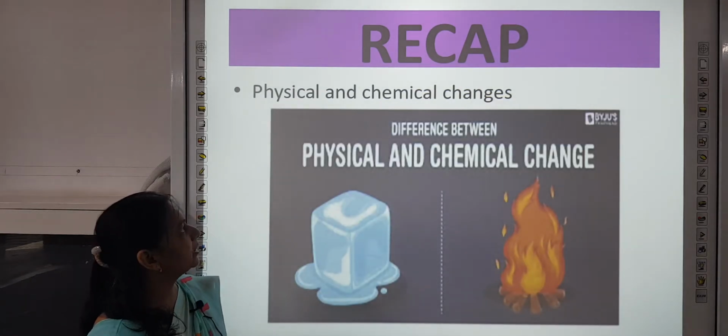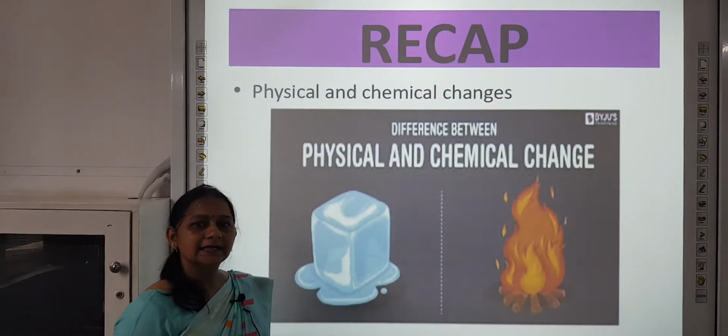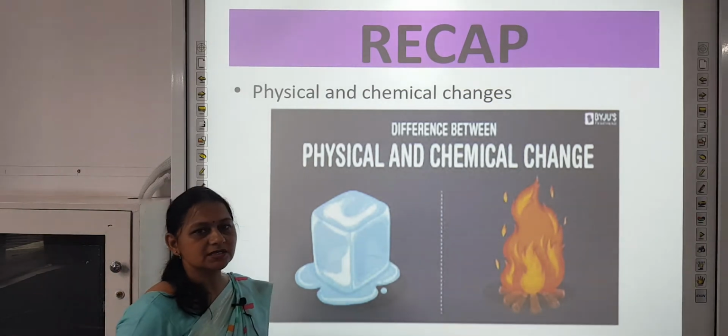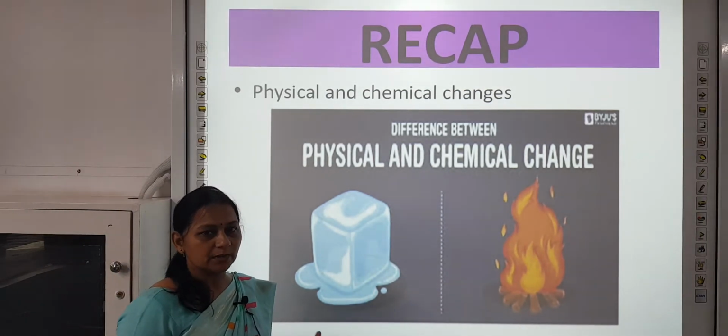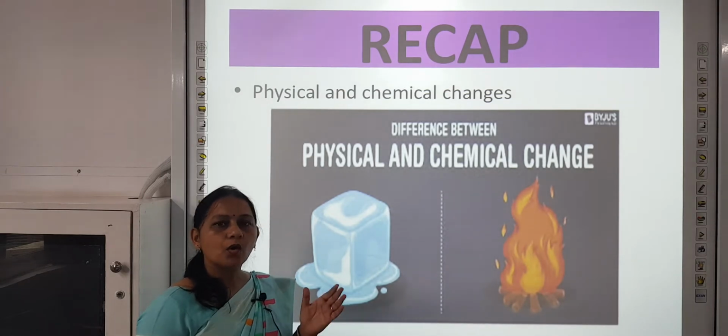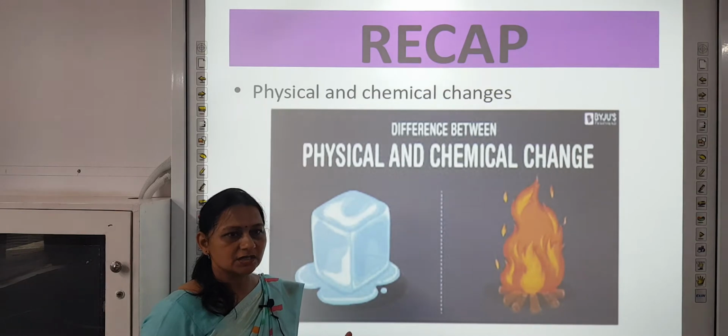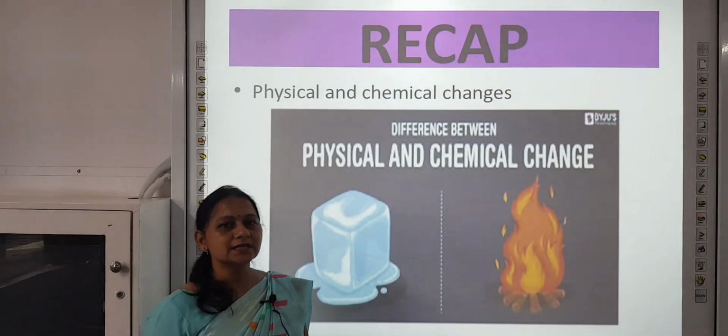So, our next topic is physical and chemical changes. Physical changes are the changes which are reversible. In these physical changes, only the physical properties of the matter change and no new substance is formed.